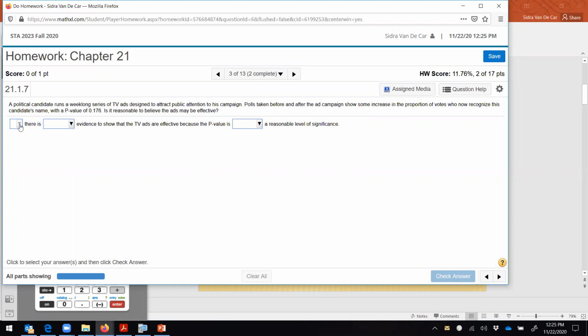Well, 0.176 is actually a high one, right? So no, there is not sufficient evidence to show that TV ads are effective because the p-value is greater than a reasonable level of significance. Like if our alpha is 0.05, right? This is much bigger than the 0.05.